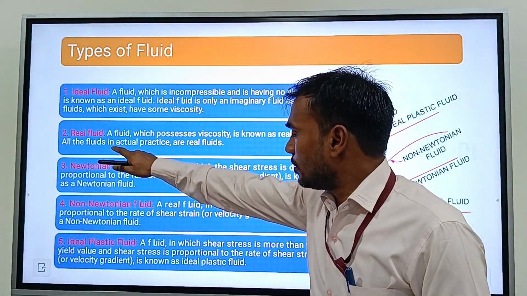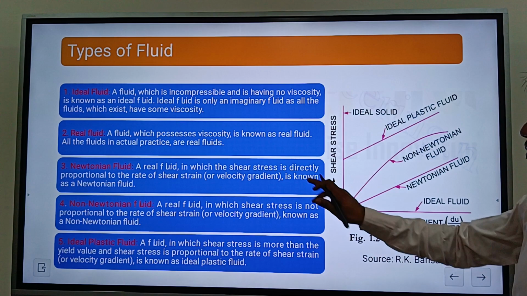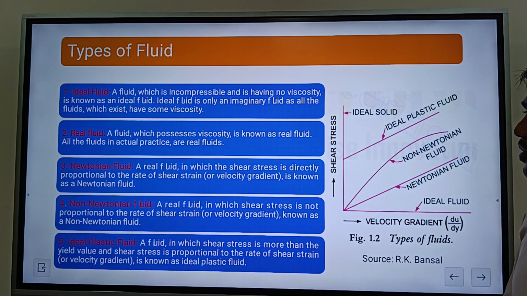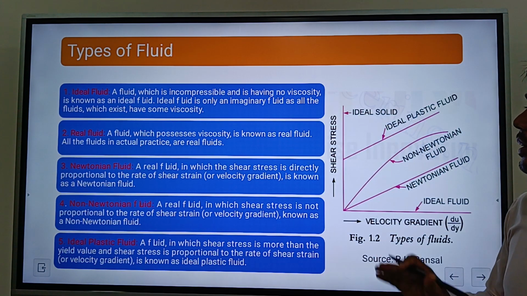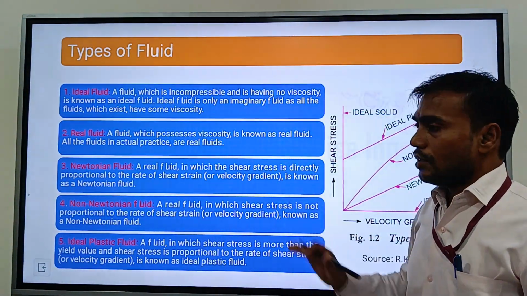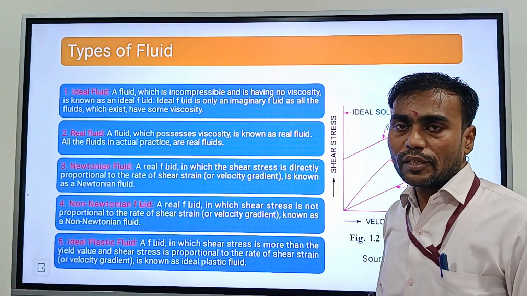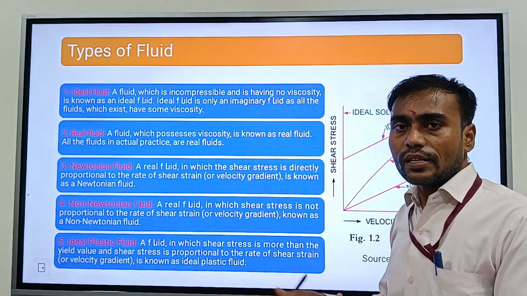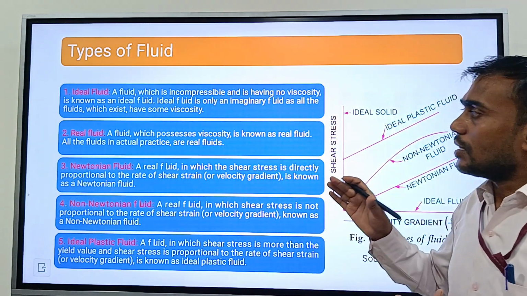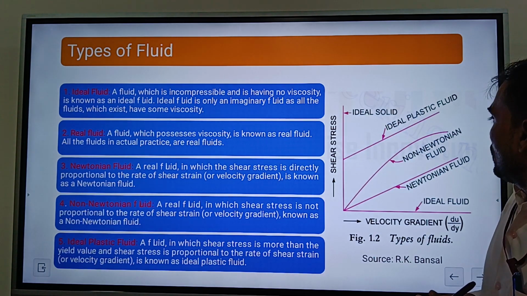Now the second is the real fluid. A real fluid which causes viscosity is known as a real fluid. All the fluids in actual practice are real fluids. For example, whatever types of fluid motion are considered for practical applications, these are all considered as real fluids.